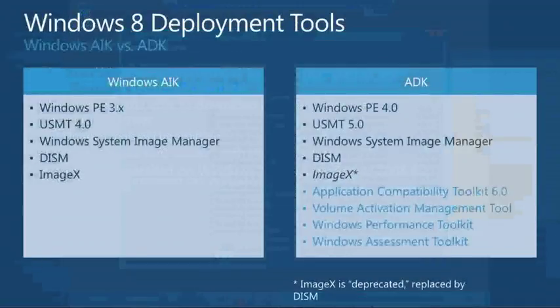So as far as components go, the ADK includes a new version of Windows PE, includes a new version of USMT. The Windows System Image Manager is the tool that's used to edit unattend.xmls. It pretty much hasn't changed. There are some new capabilities added to DISM, the command line utility that's used for most imaging related and servicing related functions.